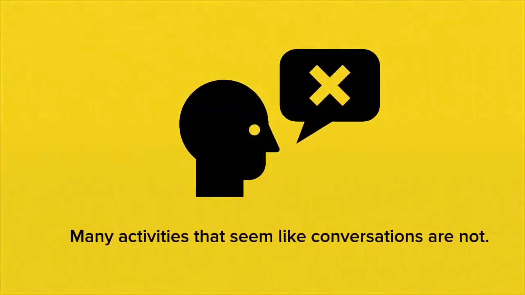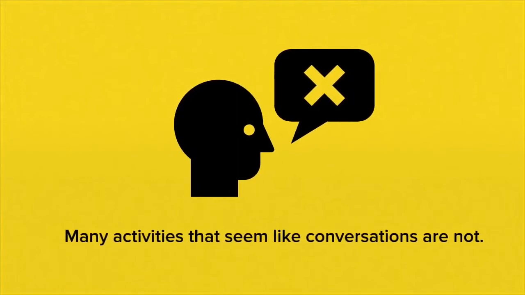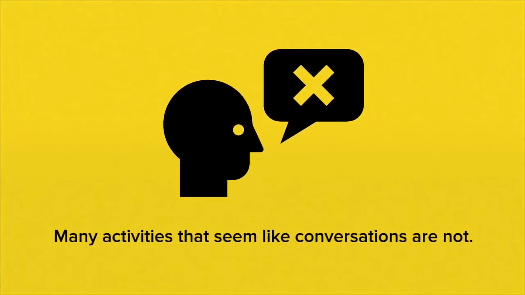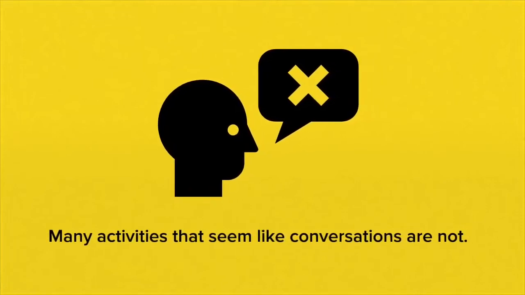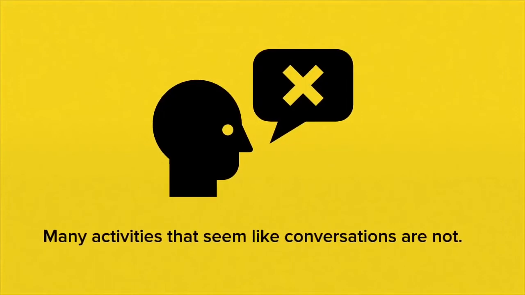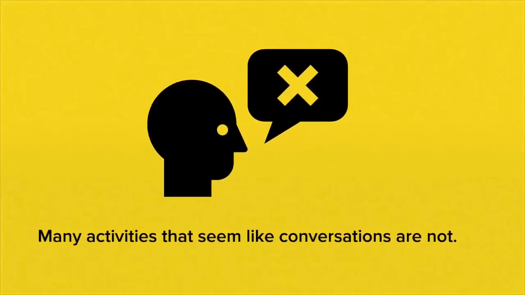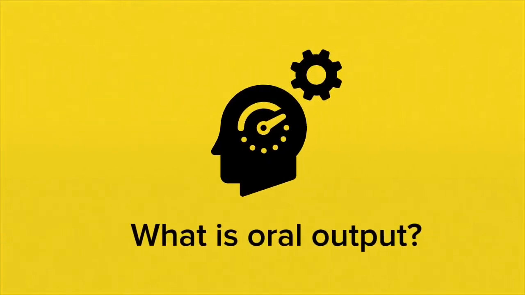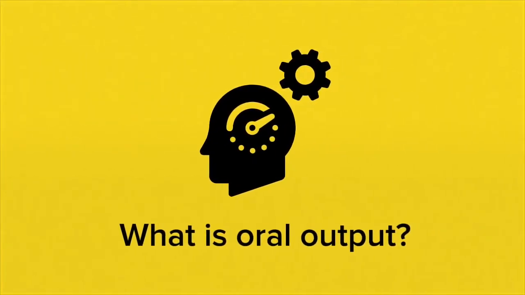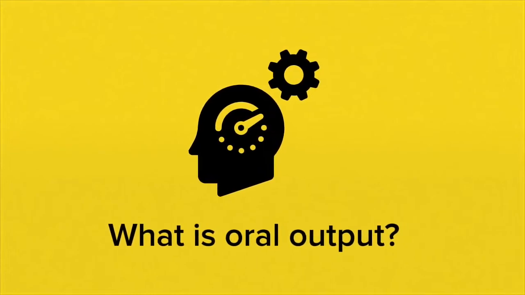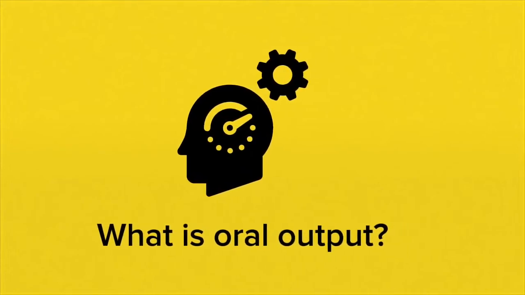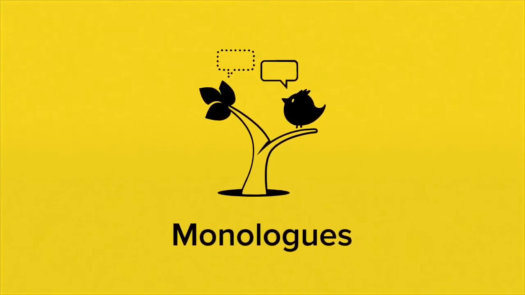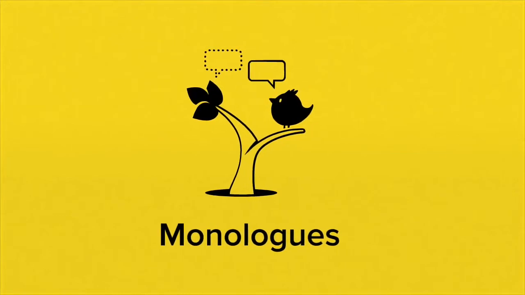Many activities such as think, pair, shares, classroom discussions in which students just answer teachers' questions, jigsaws, gallery walks, and group projects have students talking, but much of the talking is what we call oral output. Oral output is one way, one time, clear and strong communication of ideas and thinking. But these are mostly monologues, where one student shares their answer and the other student waits for their turn to share.